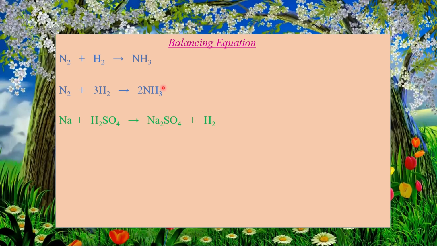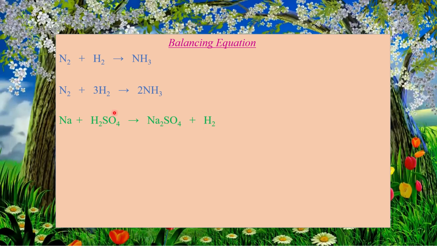I am not showing it here. Another reaction I will balance now. Here, sodium plus sulfuric acid, products are sodium sulfate and hydrogen. Look here, sodium on the reactant side is only 1 atom, but on the product side there are 2 atoms of sodium, and hydrogen on the reactant side is 2 atoms, product side also 2 atoms.